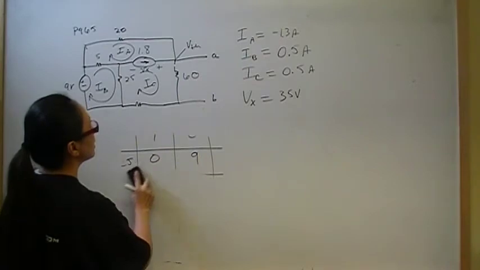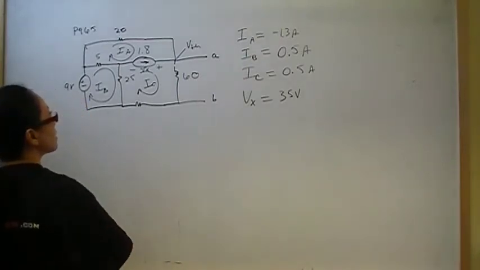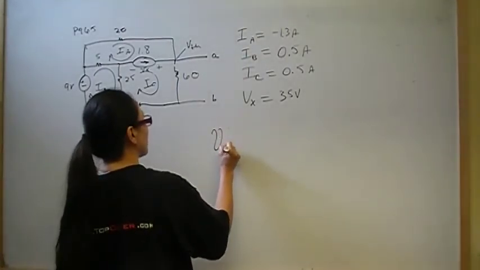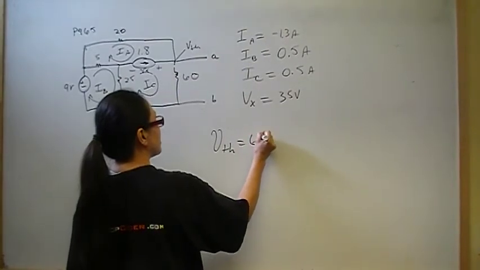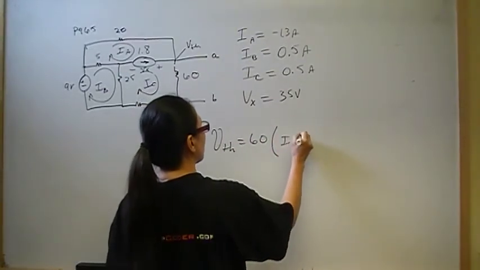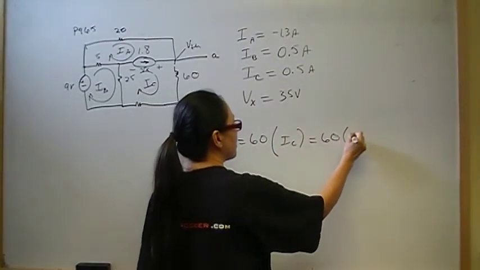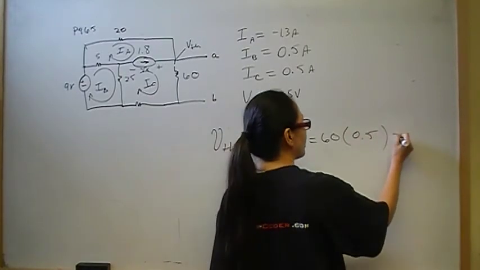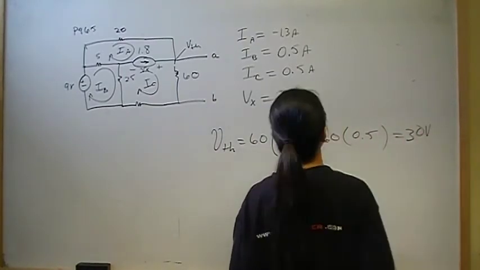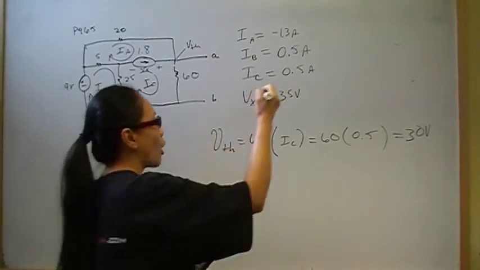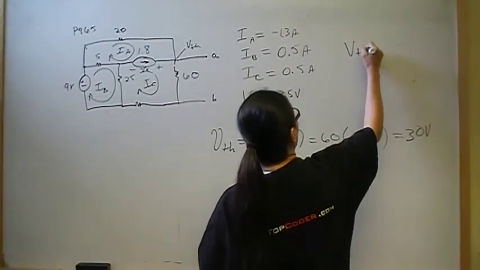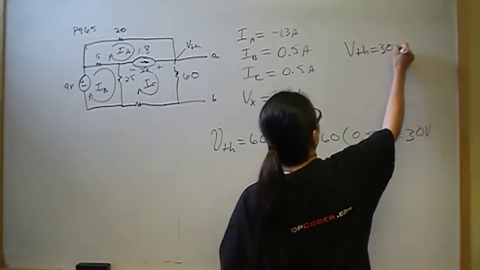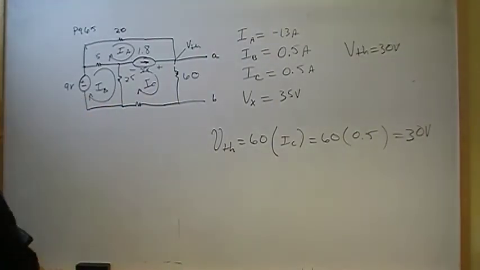Okay, so like we said originally, that was our strategy, was to find IC, and since the Thevenin voltage is the voltage drop across the 60 ohms, we have V Thevenin is going to be 60 times IC, and that's 60 times 1/2 an amp, so that's going to be 30 volts. So we found 1/2 of it, so let's park that value here. V Thevenin is 30 volts. That's 1/2 of the Thevenin equivalent circuit.